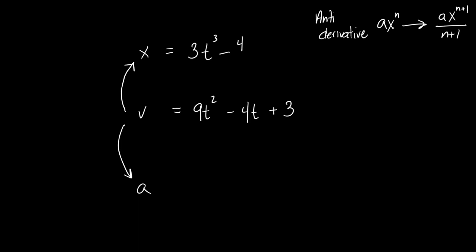T, add 1, I get t squared. Divide by the new exponent. There's no t next to the 3, so that's an implied t to the 0. Add 1 and divide by the new exponent.